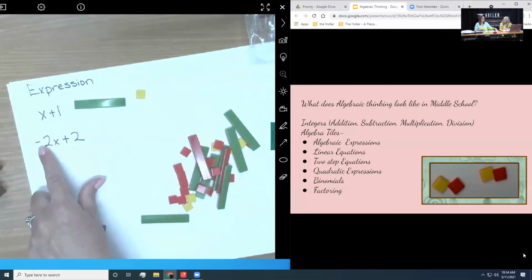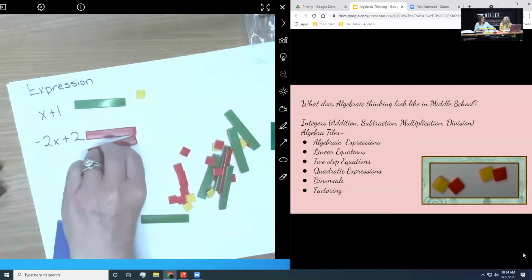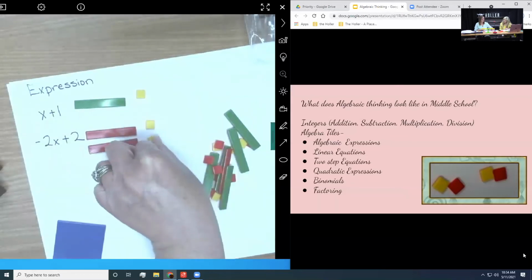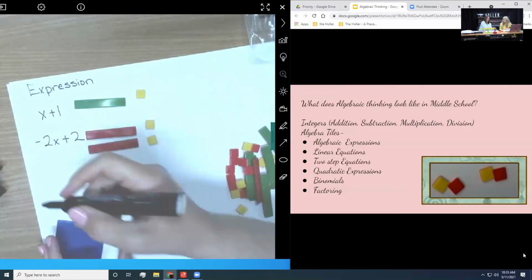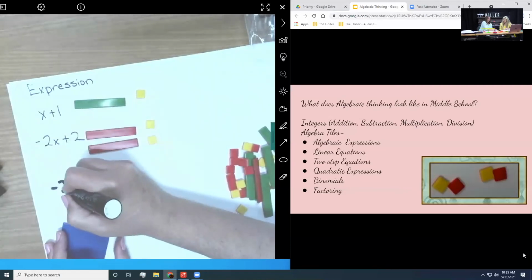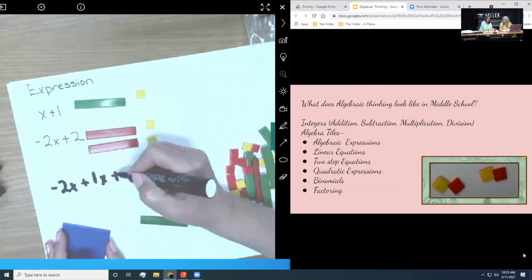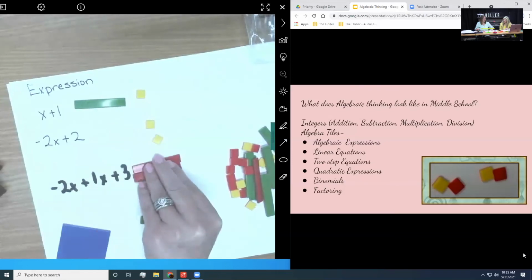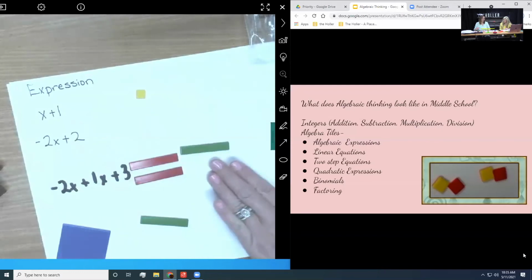If I said this was negative 2x, of course I would have negative 2x, because that's what those are, plus 2. 2 is positive. So that's what that would look like. I have modeled both of those expressions for our students. Now this is really important because later on you'll have some that will look like this right here. You'll have negative 2x plus 1x plus 3, okay? And if this is the case, you've got negative 2x plus 1x, all right, plus these 3.